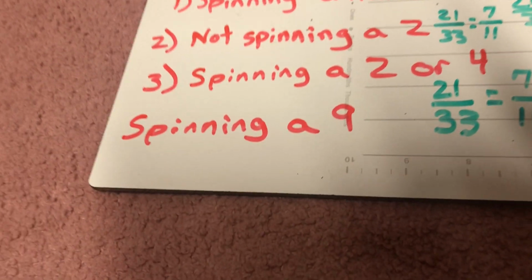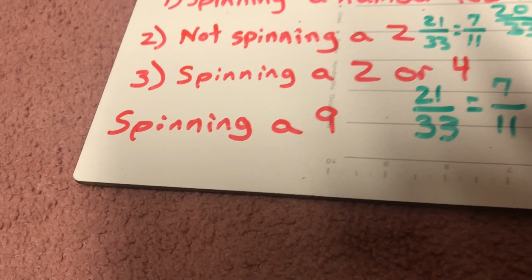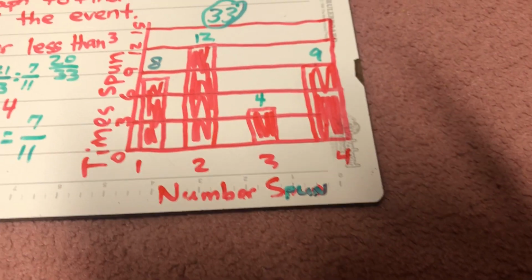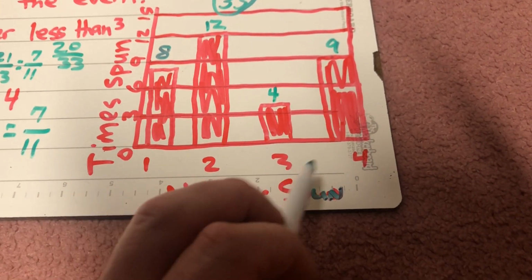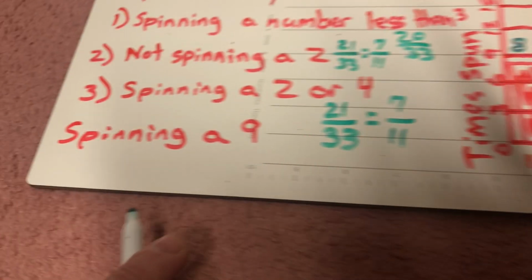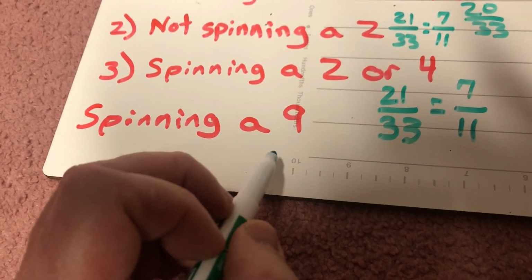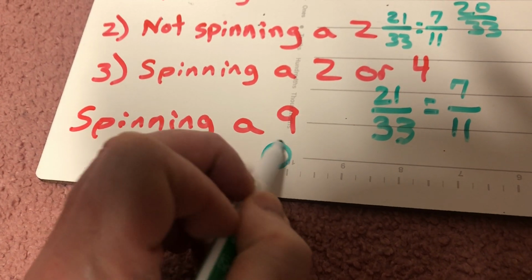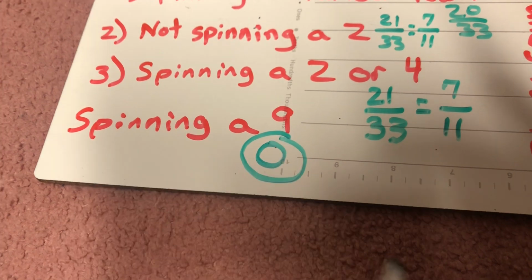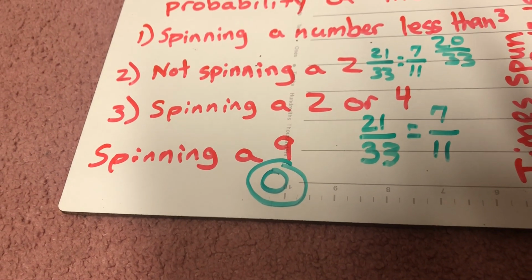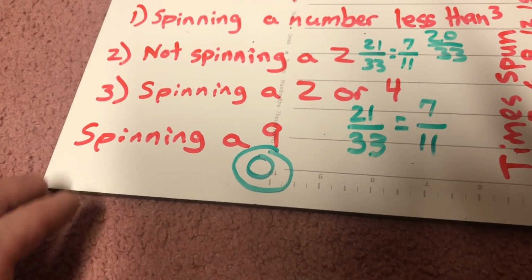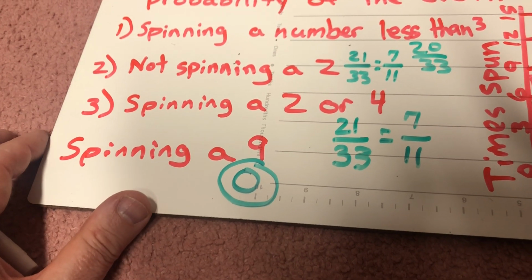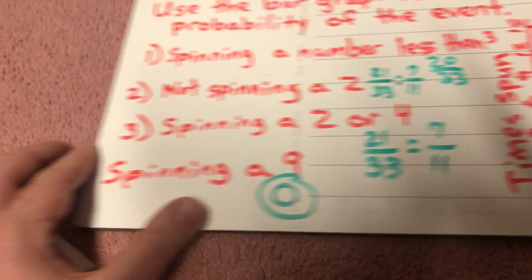The last one here says spinning a 9. Well, there was no 9 on the spinner. It was just 1, 2, 3, or 4 on the spinner. So the probability of spinning a 9 is 0. It's not possible because there's not a 9 on the spinner. Ladies and gentlemen, that's experimental probability. Not bad. All right, let's move on.